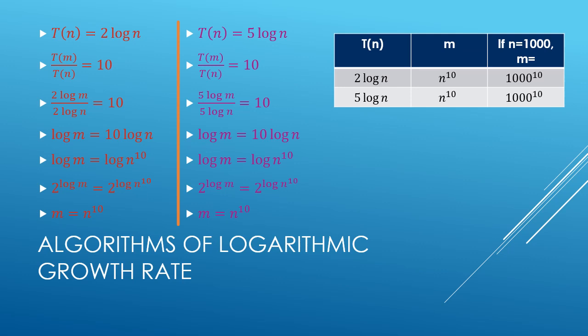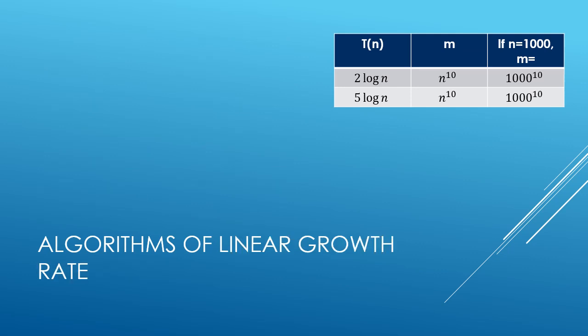Let us investigate this further. Now I work with algorithms of linear growth rate. Suppose my algorithm has a running time of 10n. The speedup equation remains the same, and I put this value in it, and I come to this equation. m is 10n.